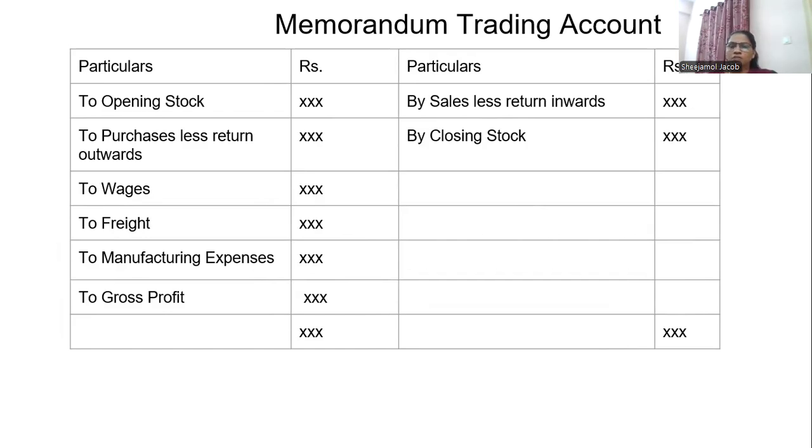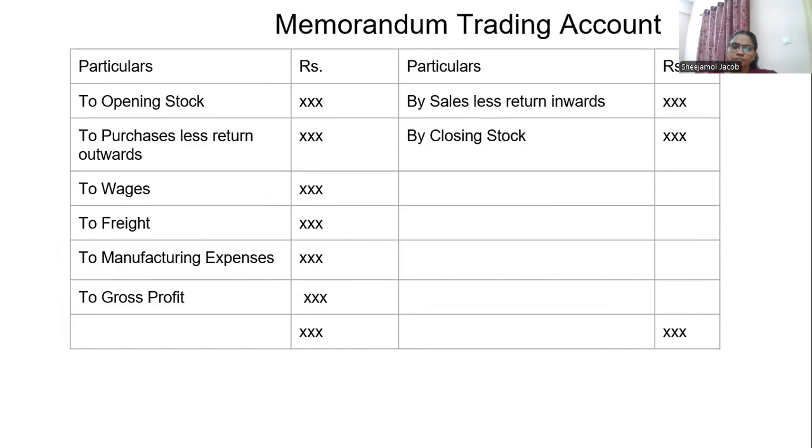Sometimes it may be closing stock. At that time, all the other information is available. So at that time, you have to debit all the items like opening stock, purchases, wages, freight, manufacturing expenses, and gross profit, and credit sales. At that time, the balancing figure is closing stock.